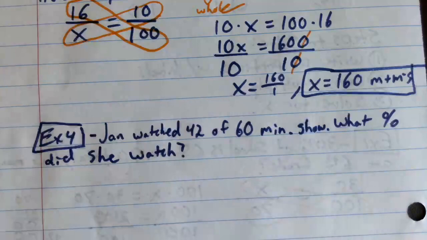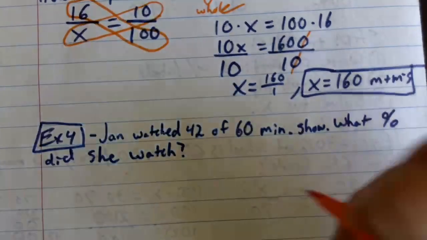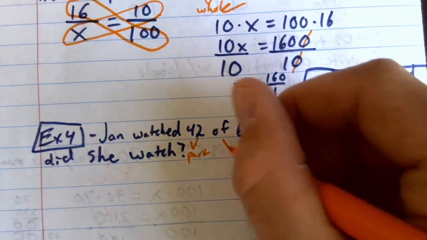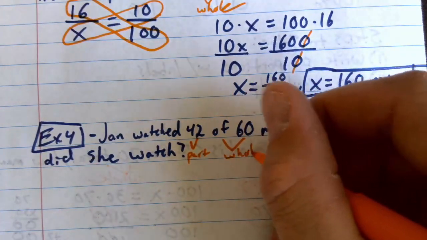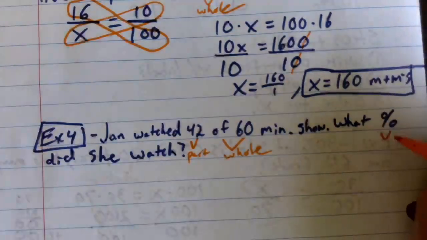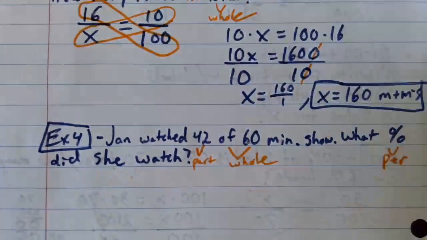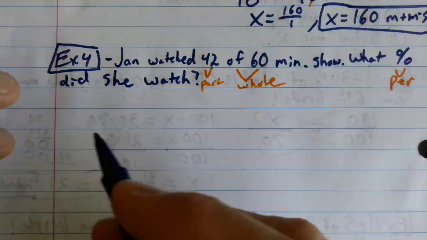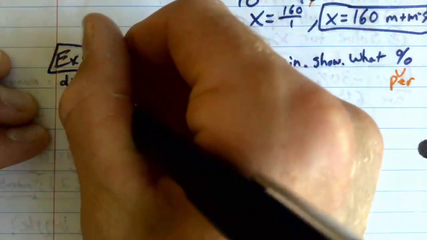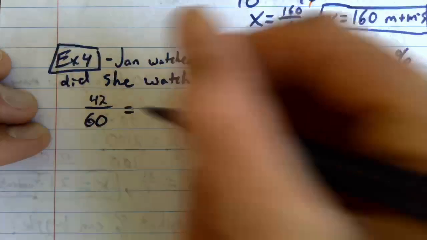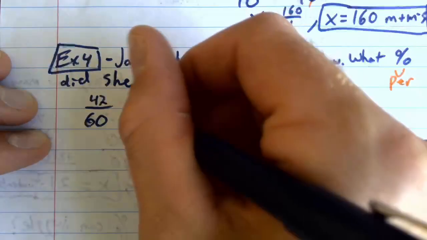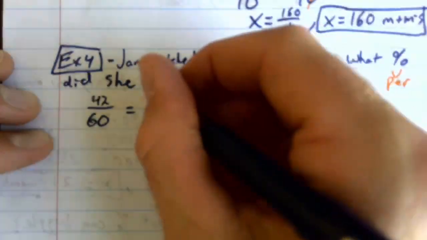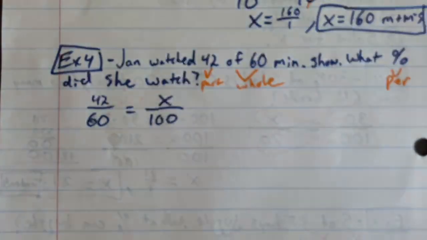Okay. So go and label your proportions. So we have 42, there is our part. Of 60 is your whole. And, oh, there's our percent. Go and write per. So we made our labels. All right, and just write them as your proportions. We have 42 over 60. That equals, well, we know all percents are out of 100, but we're looking for what percent. So go ahead and put X right there.